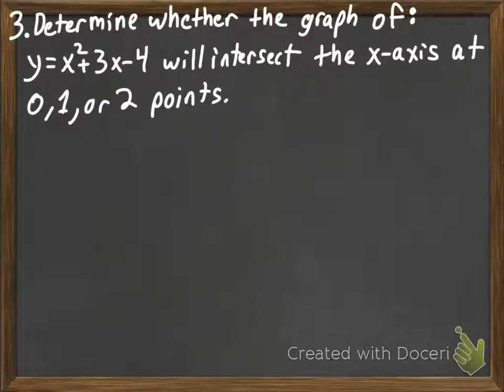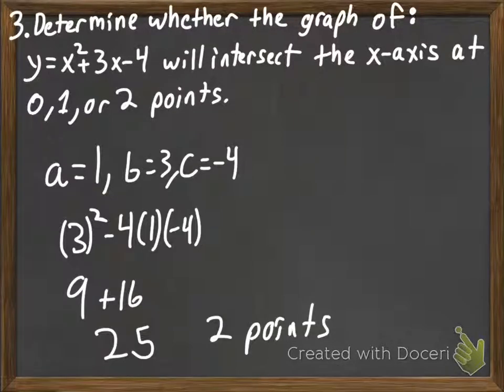So it's the same exact process. You still identify your A, B, and C, and then you still determine how many real solutions you have. And the number of real solutions is the number of places that it crosses the x-axis. So go ahead, pause the video, and figure that out now. And we see that the discriminant gives us a positive number, so we know that it's going to intersect the x-axis at 2 points. And this is something that's very important to know when we start graphing. So this is the end of this lesson.